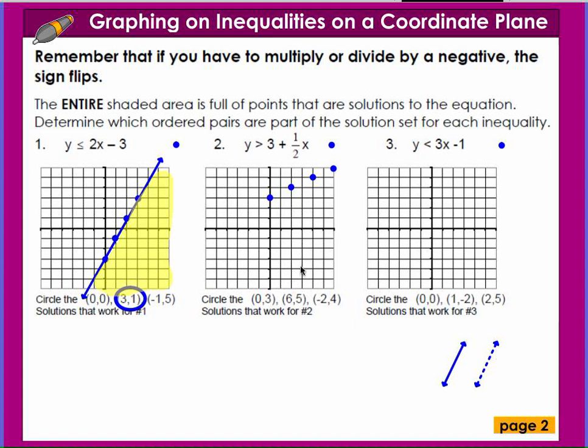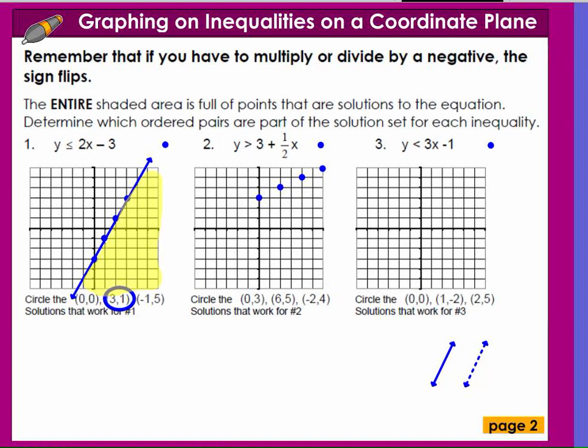Now here's the question. Is it a solid line or is it a broken line? Well, when I look at this, I see that it's not underlined, it's not equal to, so it has to be a broken line. So how do you graph a broken line? It's up to you. I have had some students draw a line and then erase. Or just pick up your pencil and mark it every other step so that it's a broken line. Still with your ruler.